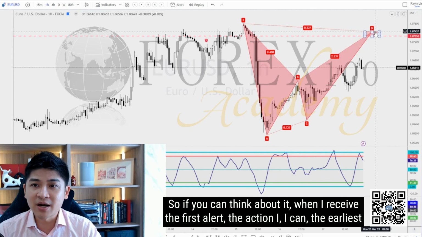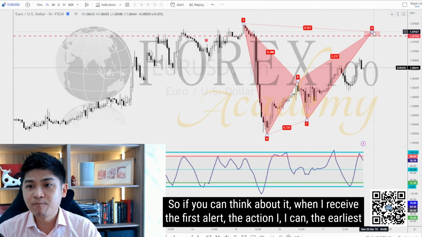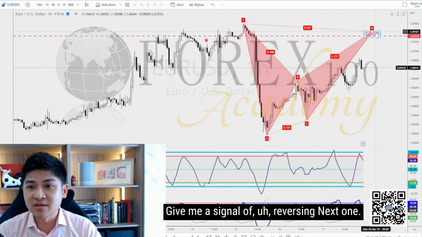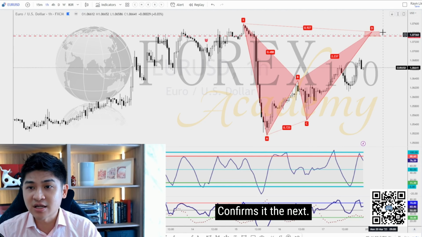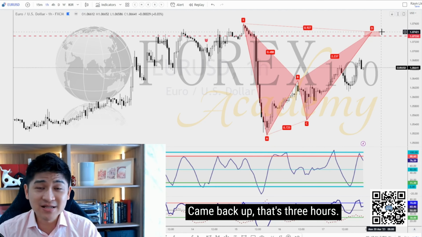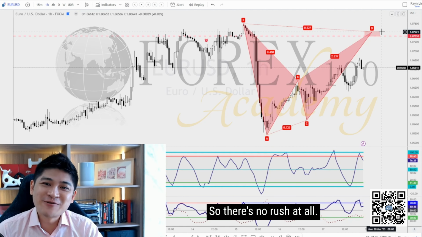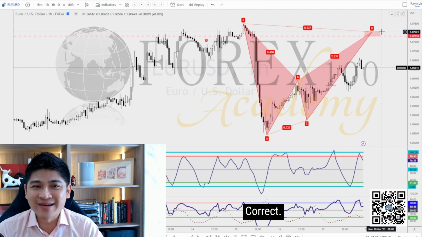If you think about it, when I receive the first alert, the earliest I can act is, let's say the next candle gives me a signal of reversing, the next one confirms it, and the next one comes back up. That's 3 hours. So at least there are 3 to 4 hours for me to react to it. So there's no rush at all, correct?